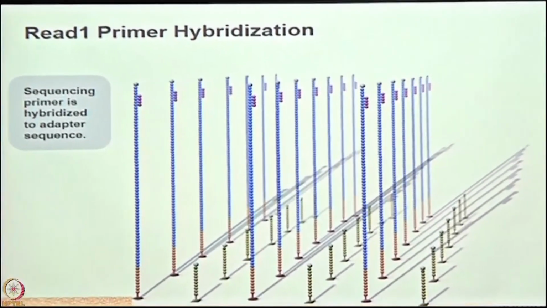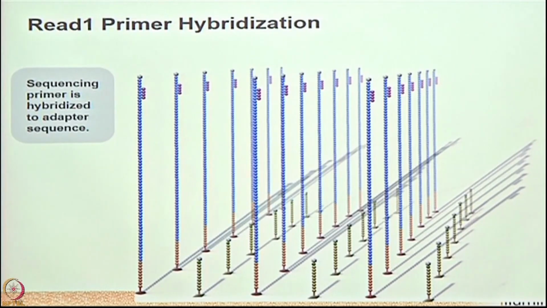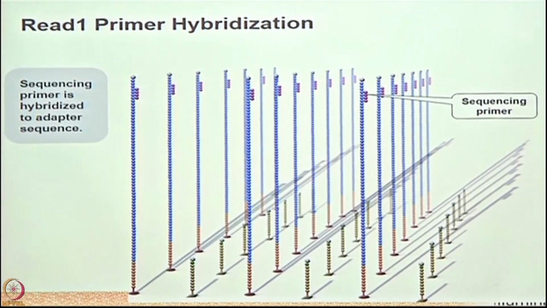You remember in the library I showed you a region, the RD1 region, which is meant for hybridization of the read1 sequencing primer. So on the flow cell, now you flow the read1 sequencing primer. You can see that the primer goes and binds over there. Then we are set to go for the sequencing.